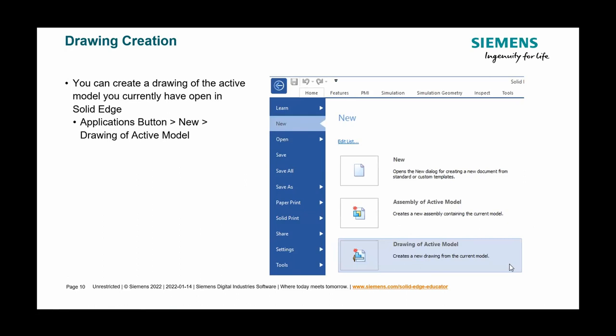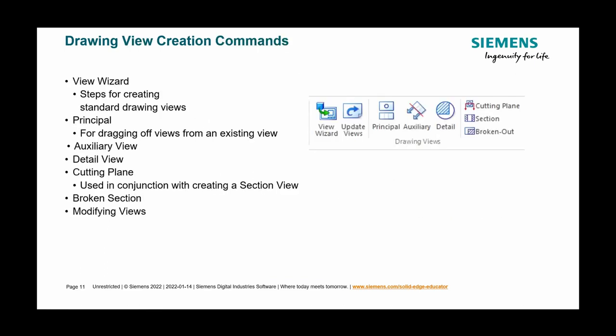Now, users can either create a new draft completely from scratch, or if they have a model that they have already created and they want to create a drawing of it, they can use the command which is the drawing of active model. So they can easily create the drawing for the model that they already have. So it allows you that flexibility and gives you that choice.